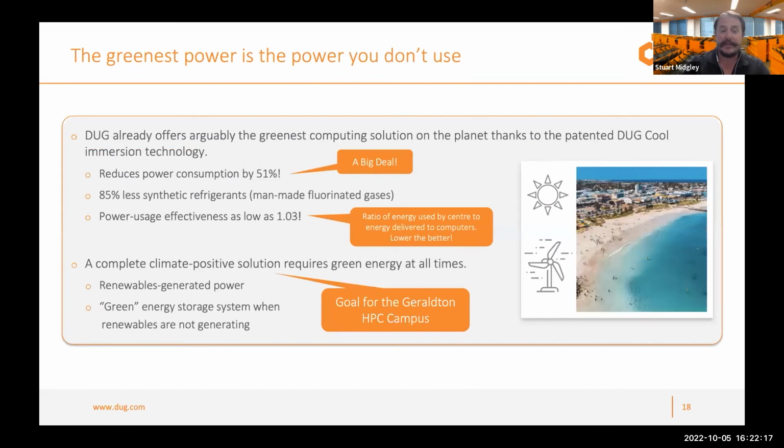The other aspect of what we do is that we don't use refrigeration. So we don't have any of those fluorinated gases and synthetic refrigerants, and we just don't waste energy. We hit very low PUEs. The idea of Geraldton is to use that technology and couple it with 100% renewable energy and energy storage, so that we can run 24 hours a day, 7 days a week without any grid power at all.